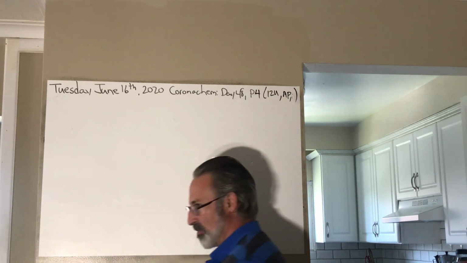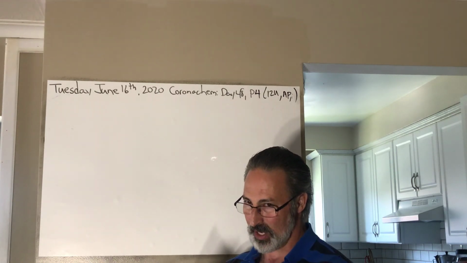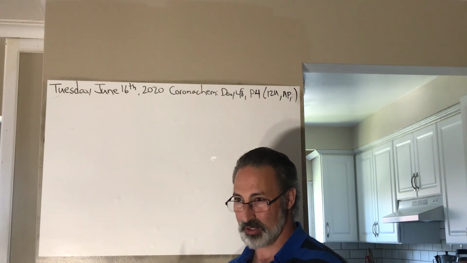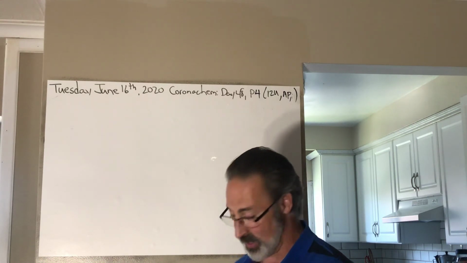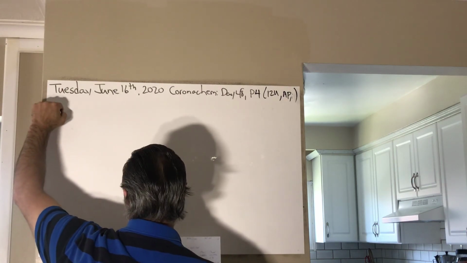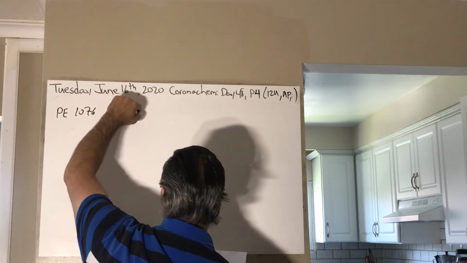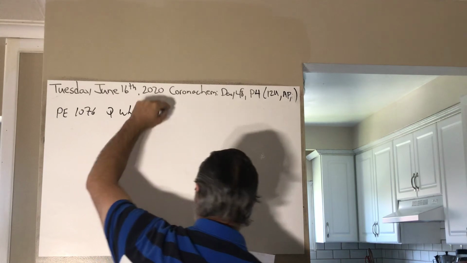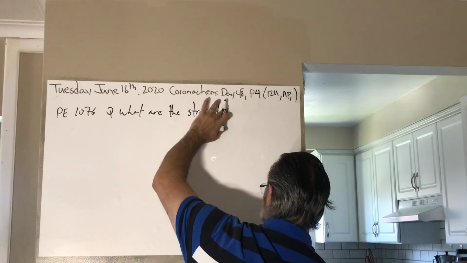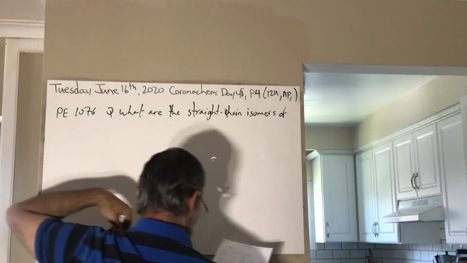So just to recap, when the two heaviest substituents are on the same side of a non-rotating double bond, it's called cis. If the two heaviest substituents on the molecule are on opposite sides, the molecule is called trans. Okay. So this is the practice example on page 1076 of your book, and the question is, what are the straight chain isomers of C6H12?